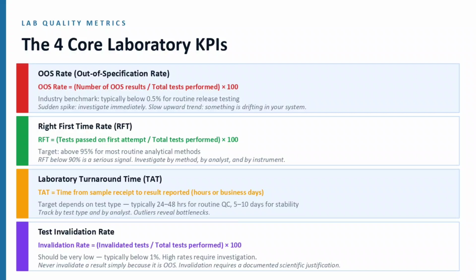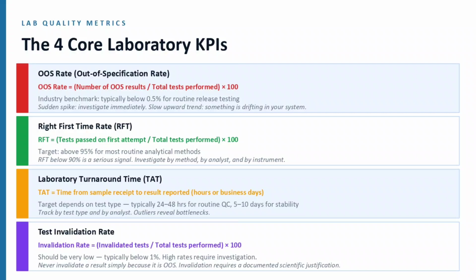The third is laboratory turnaround time. This measures how long it takes from receiving a sample to delivering a GMP-approved result. Target depends entirely on the test type. Routine release testing might target 24 to 48 hours. Stability samples might allow 5 to 10 business days. Chronic delays in turnaround time indicate capacity problems, training gaps, or equipment reliability issues. They directly impact batch release timelines, which creates pressure on manufacturing and can affect product supply.